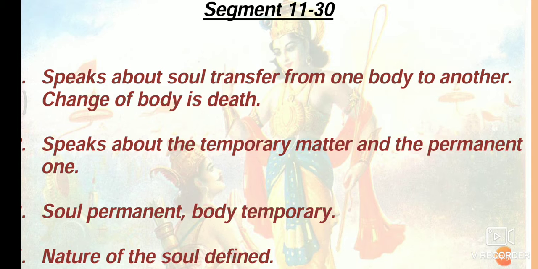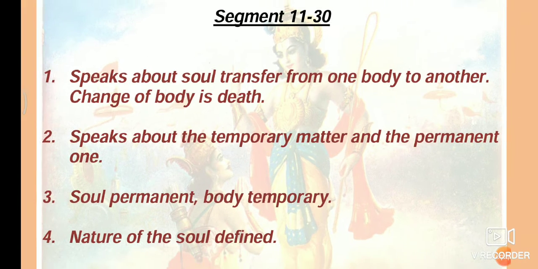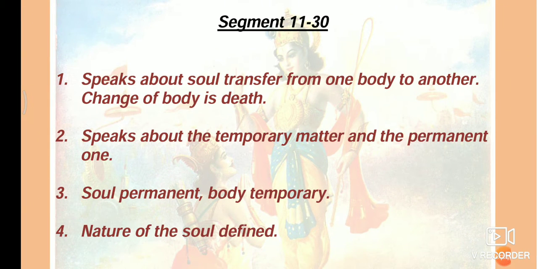In these shlokas, Krishna explains the temporary nature of the body, how it keeps changing, and he gives various examples, like how the climate keeps changing. In the same way, our sukhas and dukhas keep coming and going, and how to adjust to them, how to come to this equanimity stage. All these things are explained. So that's how the temporary matter and the permanent one are explained by Krishna.